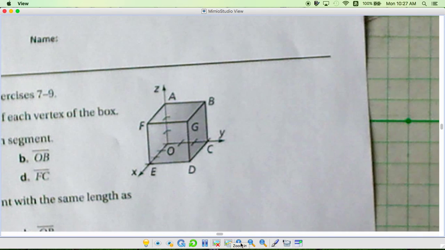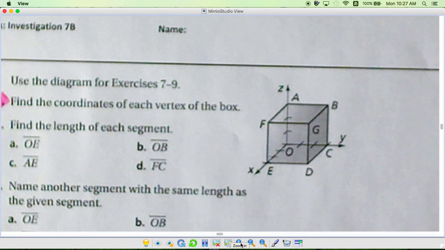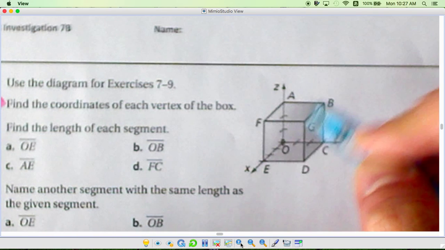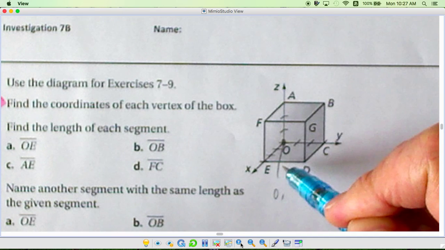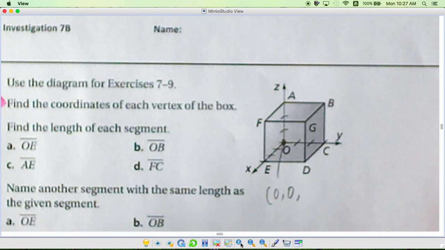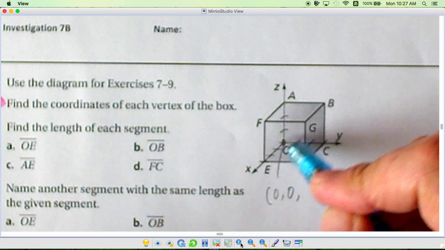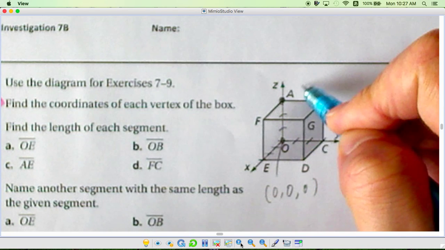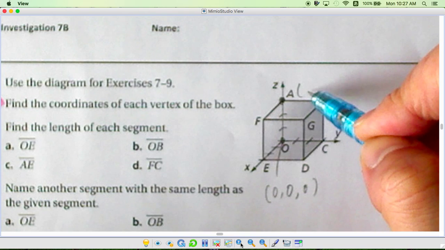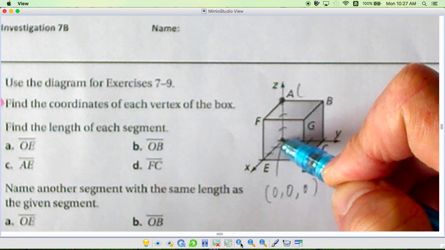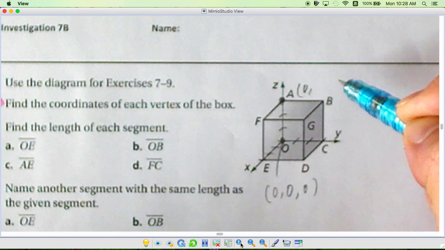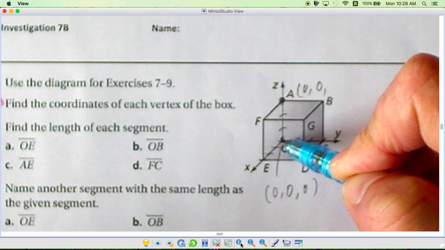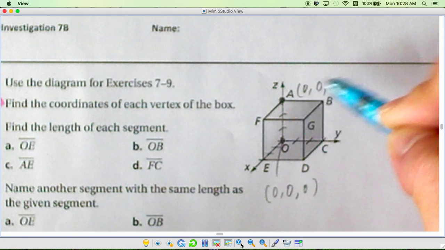So it says find the coordinates of each vertex. So what's the vertex of this origin? This origin right here is x is 0, y is 0, just like a normal coordinate plane, but this is a 3D version of it, so we have a z-axis, which is 0. How about A here? What's the coordinate? What's the x coordinate? X coordinate is 0. What's the y coordinate? You're not going in the direction of y at all, so it's also 0. But on z, you go up 1, 2, 3, so it should be 3.